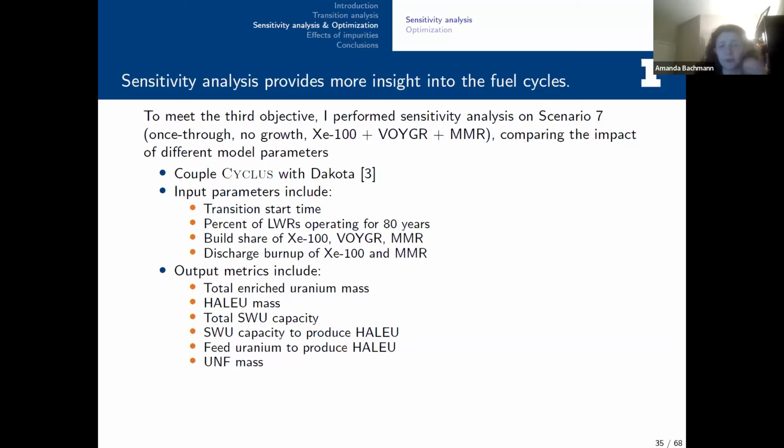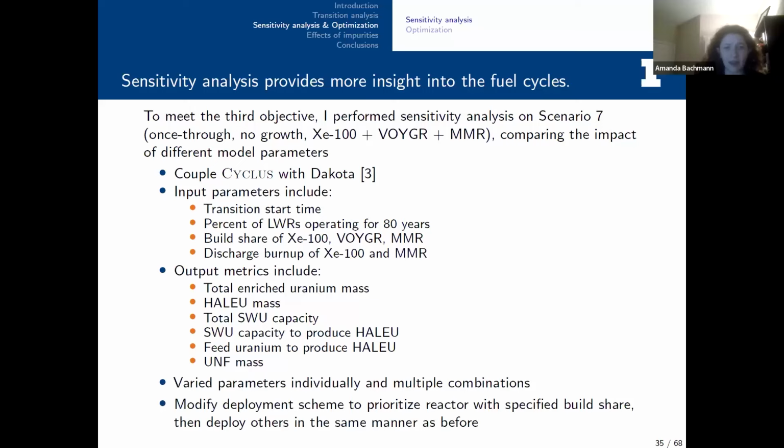And then the output metrics I looked at, very similar to the transition analysis. So how much uranium mass do you need, how much of that HALEU do you need, how much SWU capacity do you need to produce all of the enriched uranium, the SWU capacity just to produce the HALEU, the feed uranium to produce the HALEU, and then also that UNF mass. So I varied the parameters individually as well as in multiple combinations. So we'll go through just some of these results. And then when we talk about the build shares for the reactors, specifying the build share for a single reactor, and then you deploy the others using that greedy algorithm.